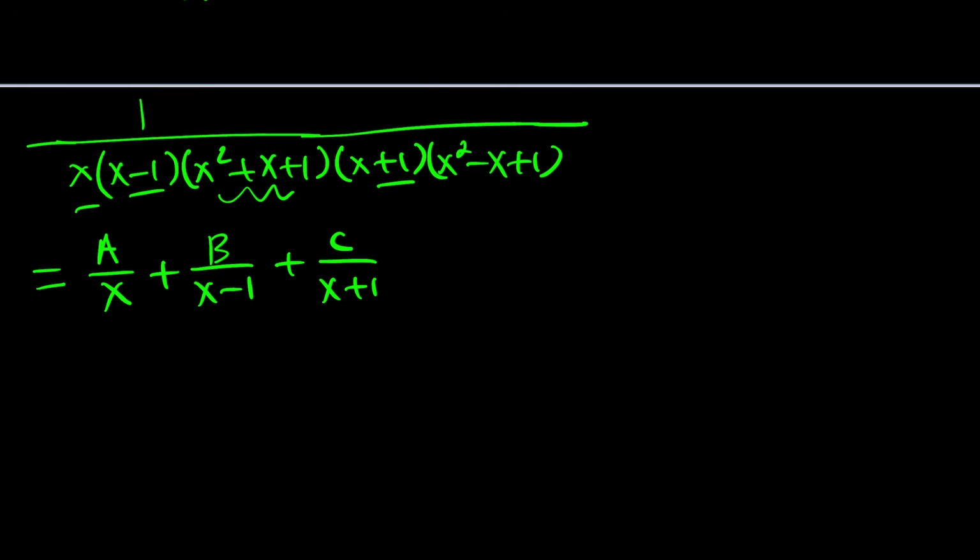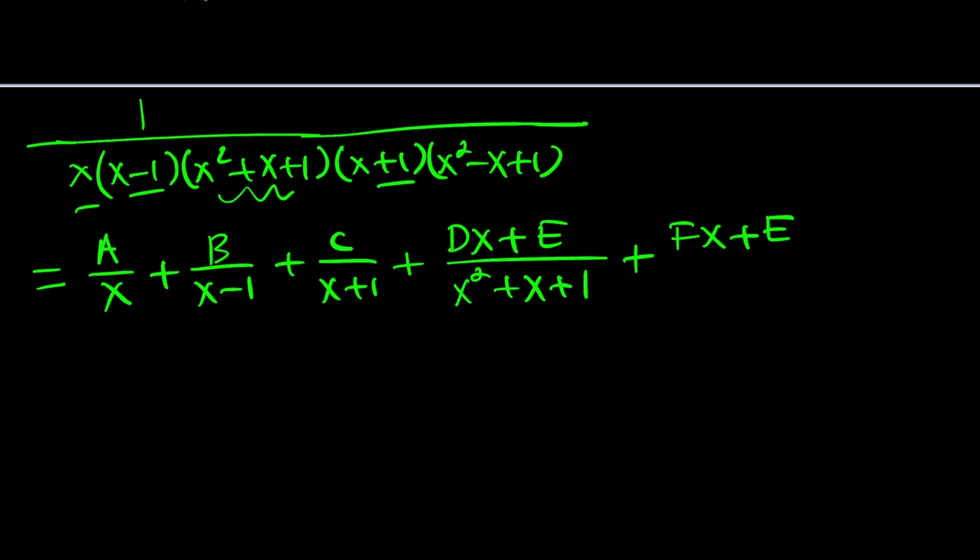Since x squared plus x plus 1 is not factorable and it's quadratic, we have to write it in such a way that the numerator is linear because the difference in degrees must be 1. So we can write it as Dx plus E divided by x squared plus x plus 1. And finally, for the other one, we have a similar structure: Fx plus G, divided by x squared minus x plus 1. So this whole thing, when simplified, is going to give us the values of the coefficients. Obviously, this is going to be super duper tedious, don't you think?